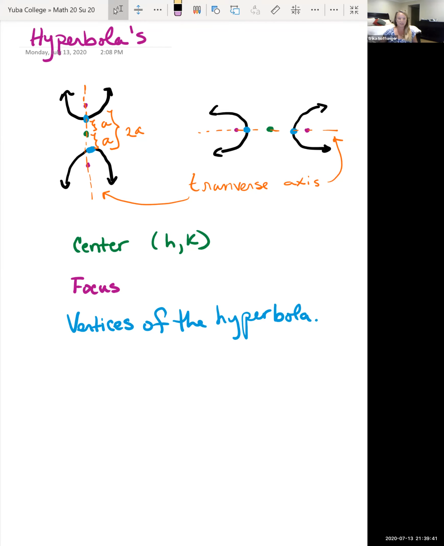Okay, so the transverse axis, that was going through the center and the vertices. It's always parallel, either parallel with the y-axis in this case, or the x-axis in this case. This is always your a value between the center and the vertex on the hyperbola. a is not necessarily bigger than b like it was for an ellipse. Then we have what is called the conjugate axis. So the conjugate axis goes through the center.